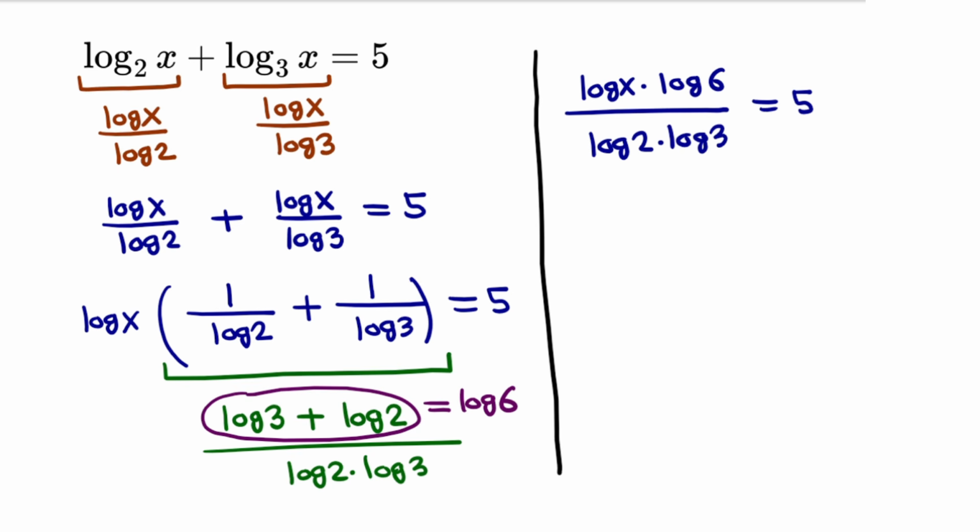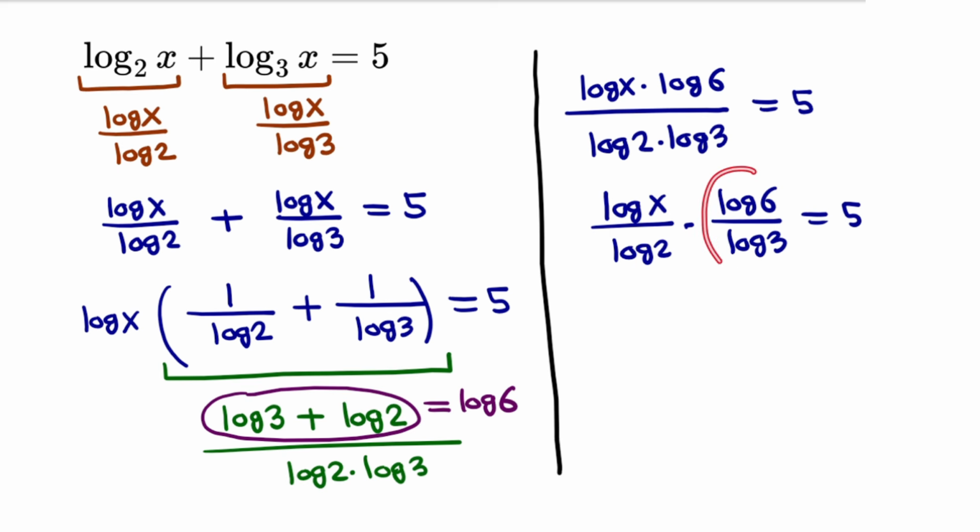Now let's reorganize things carefully. We can rewrite it as log x over log 2 times log 6 over log 3 equals 5. Now move the second fraction to the other side. Log x over log 2 equals 5 times log 3 over log 6.